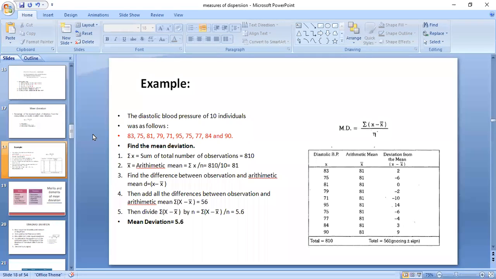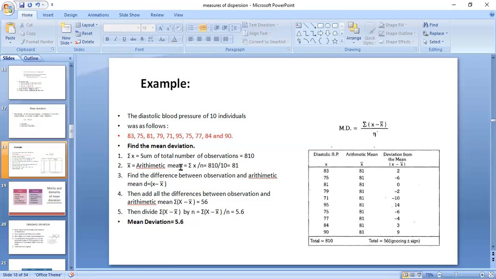We will try to understand it by an example. The example is: the diastolic blood pressure of 10 individuals is as follows: 83, 75, 81, 79, 71, 95, 75, 77, 84, and 90. And these observations are given in this table. Then the next step is to find the arithmetic mean. For finding the arithmetic mean, we need summation x, that is the sum of all observations. And in this example, summation x is 810.